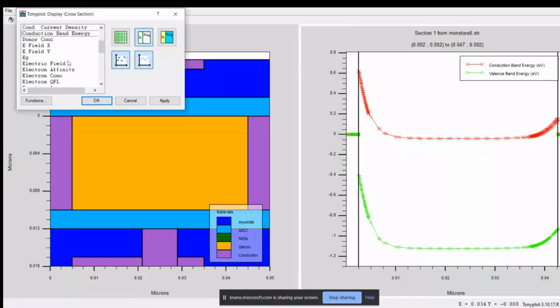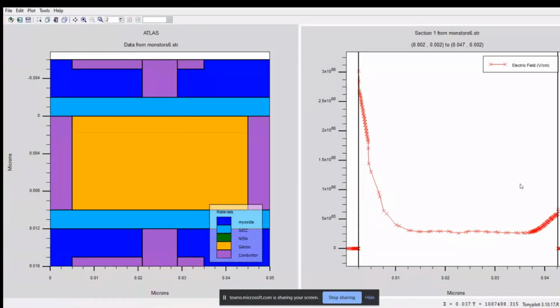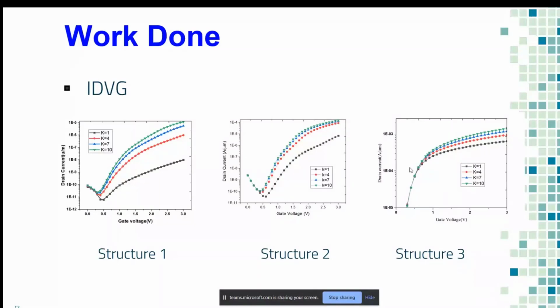Similarly, there are different parameters. We can see the electric field, so I also plotted the electric field here. This is the electric field that I'm getting for the permittivity of k equal to 10. So I showed you different electrical parameters.